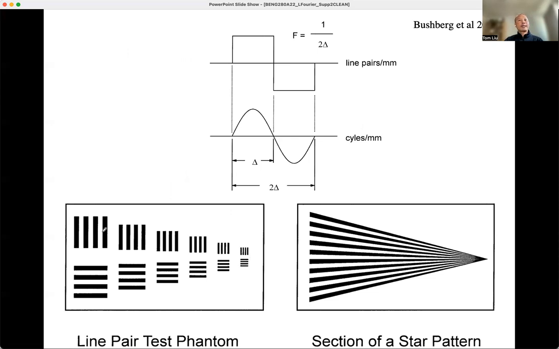So one way you could test these things, for example, is you could have, instead of just a point object, a bunch of test phantoms which have varying frequencies. Here's two sort of patterns that people use, and just see at what frequency you can no longer tell what's going on.